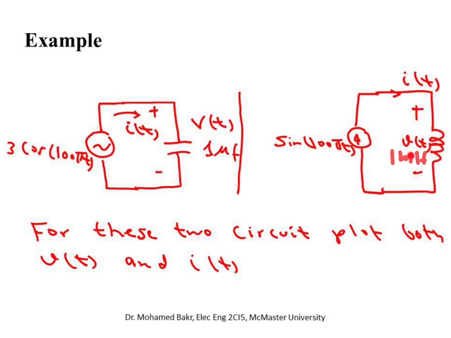The voltage across the inductor will also be sinusoidal with a frequency of 100π radians per second. But what's going to matter is its amplitude and its phase. So let's see how we do these calculations. We have done similar things in previous examples.